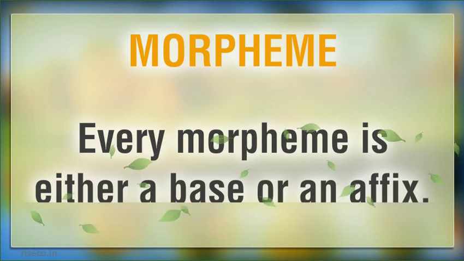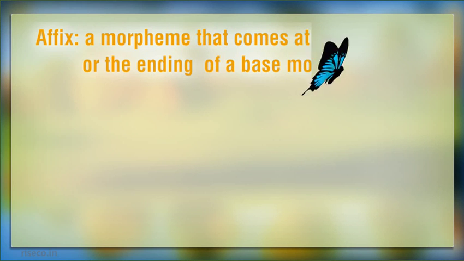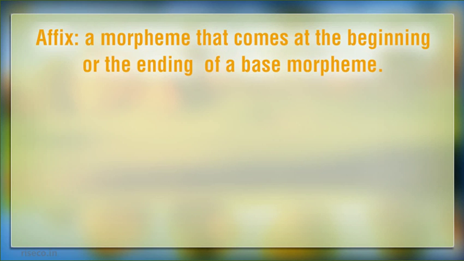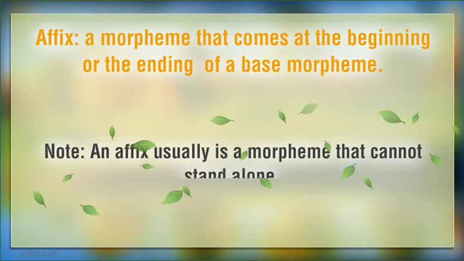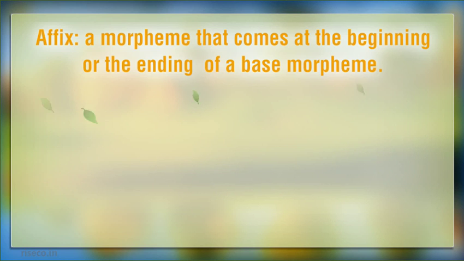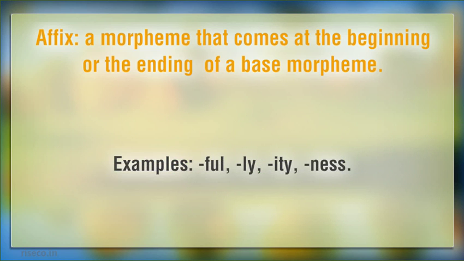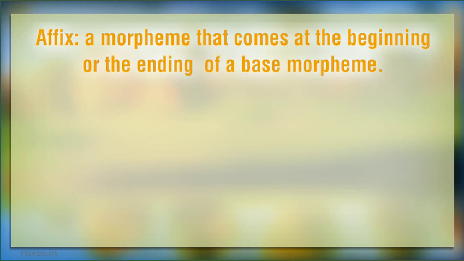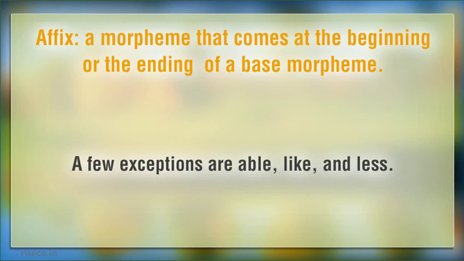Every morpheme is either a base or an affix. Affix, a morpheme that comes at the beginning or the ending of a base morpheme. Note, an affix usually is a morpheme that cannot stand alone. Examples: ful, ly, itty, ness. A few exceptions are able, like, and less.